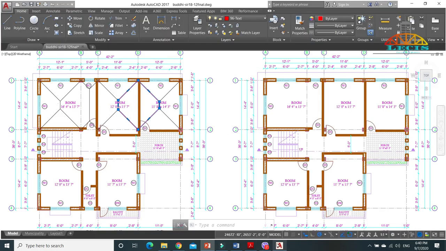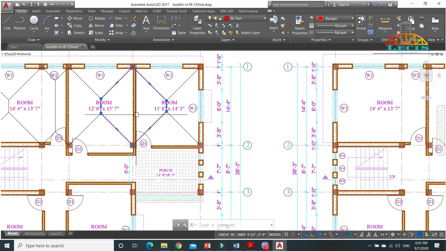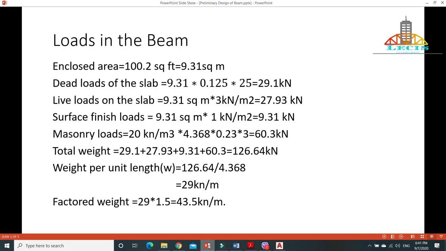And we have masonry over the beam, that is masonry wall over the beam. Let's consider the masonry wall of width 9 inches. Then we have the unit weight of masonry as 20 kilonewton per meter cube, and this 4.368 is the length of the beam over which the masonry is lying, and this 0.23 meter is the width of the masonry wall, and 3 is the floor height. So it gives the total 60.3 kilonewton masonry load. These all loads are transferred to the beam. So total weight equals 29.1 plus 27.93 plus 9.31 plus 60.3, which equals 126.64 kilonewton.